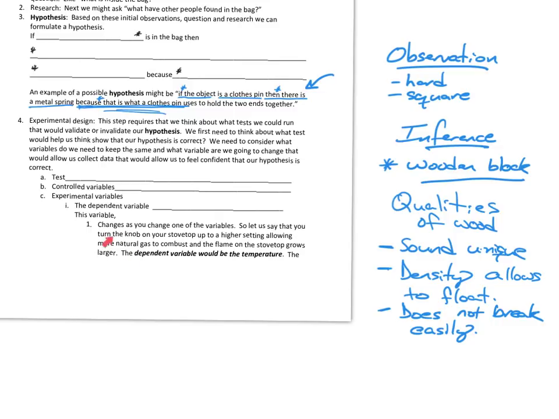Yes. So a dependent variable is a thing that changes as you change one variable. It changes as you change one of the variables. So let's say that you turn the knob on a stovetop to a higher setting, allowing more natural gas to combust and the flame in the stovetop grows larger. The dependent variable would be the temperature, right? Turning the knob turns up the flame. What increases because you turn that knob? The temperature, right? So the temperature is dependent. Depending on what? On how high you turn the knob. Does that make sense? So in this case, the temperature is indeed the dependent variable.